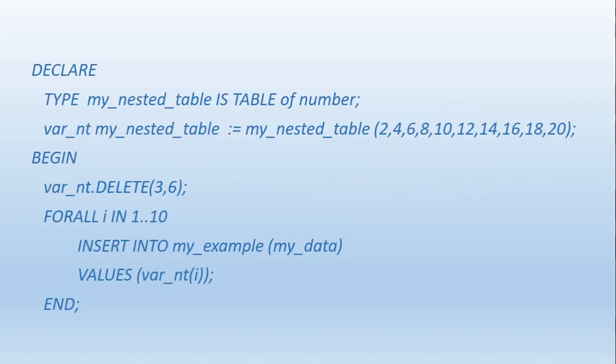Here I have written an example where we will understand this example first using lower and upper bound clause. As you can see, I have written lower bound and upper bound, and then we will see why we are using INDICES OF here.